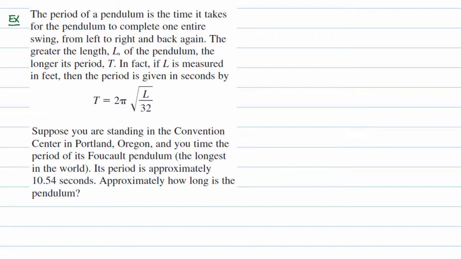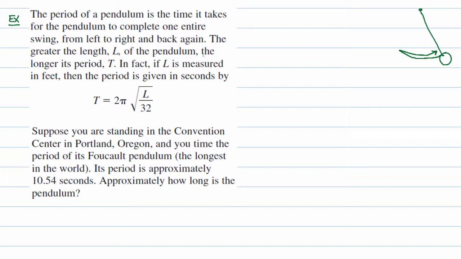Now we'll start kind of easy on ourselves. Even though this has a lot of words in it, it actually is an easier word problem. The period of a pendulum is the time it takes for the pendulum to complete one entire swing from left to right and back again. So you can kind of think of a grandfather's clock that has the pendulum like this. The period is the time it takes to go all the way to one side and all the way back. Okay, tick tock.